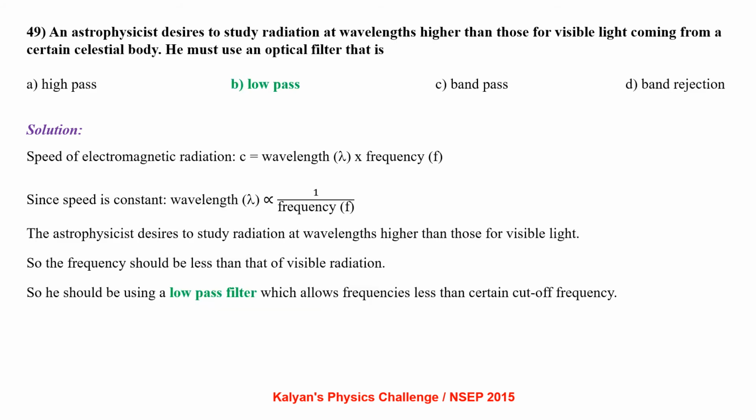An astrophysicist desires to study radiation at wavelengths higher than those for visible light coming from a certain celestial body. He must use an optical filter. The speed of electromagnetic radiation C equal to wavelength into frequency. Since speed is constant, wavelength is proportional to 1 by frequency. The astrophysicist desires to study radiation at wavelengths higher than those for visible light, so the frequency should be less than that of visible radiation. So he should be using a low pass filter which allows frequencies less than a certain cutoff frequency.